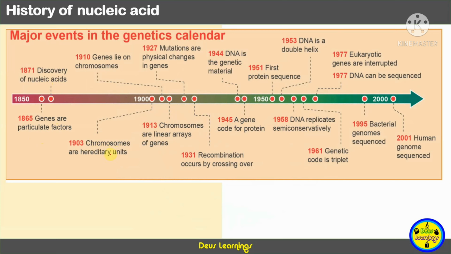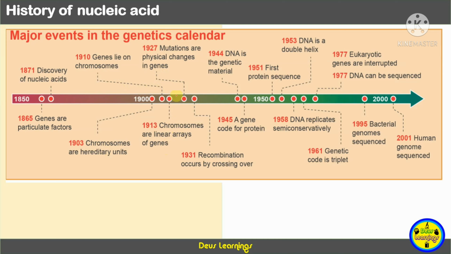If you remember the Sutton and Boveri experiment, what they said. Then time passed and, with new discoveries, people said that genes lie on the chromosomes. Now people know that chromosomes are responsible for transferring the genes. Then in 1913, chromosomes were shown to be linear arrays of genes, with the experiment on Drosophila. So people were able to understand that these genes are generally arranged in a linear fashion on the chromosomes.